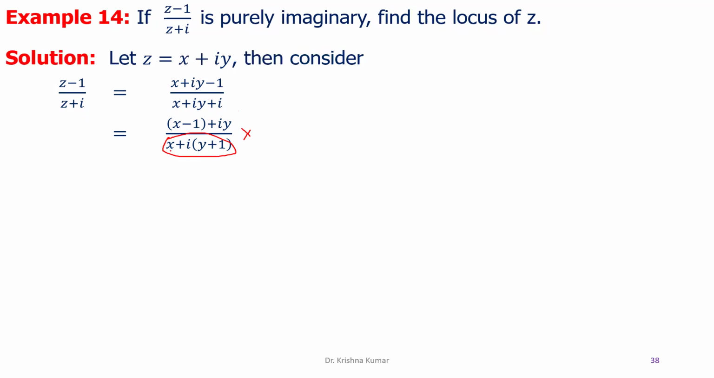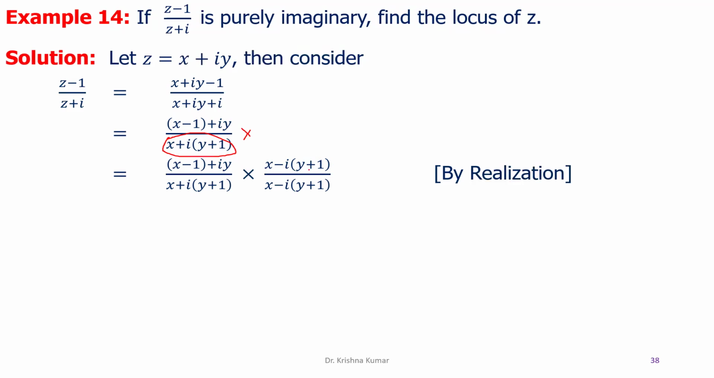The complex conjugate of x plus i times (y plus 1) is nothing but x minus i times (y plus 1). So we can write (x minus 1 plus iy) upon (x plus i times (y plus 1)), multiplied by (x minus i times (y plus 1)) divided by (x minus i times (y plus 1)), by realization. So we are multiplying and dividing by the complex conjugate of the denominator. Let us try to multiply.